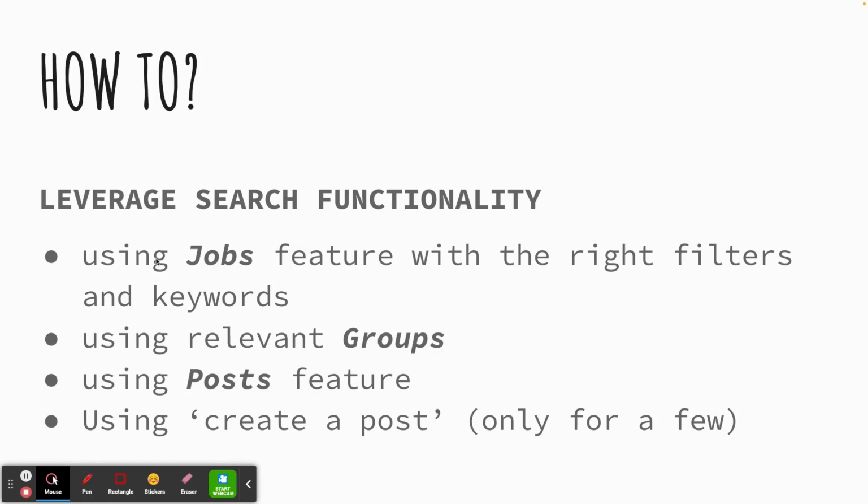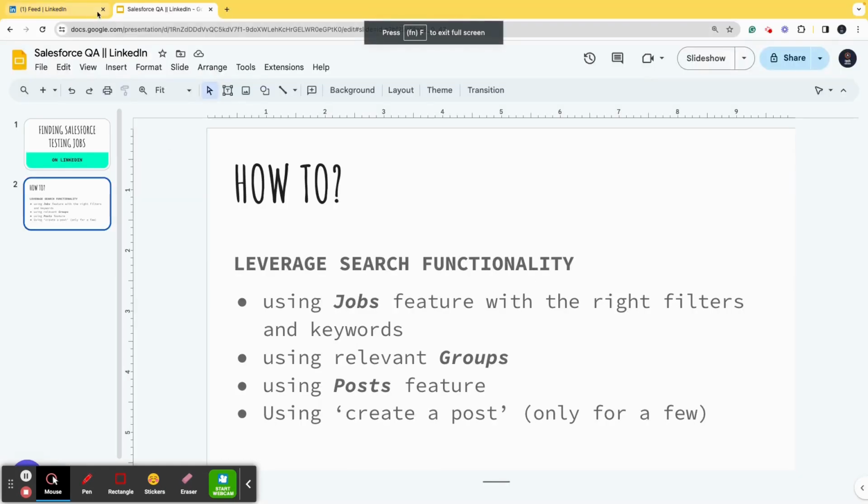The first one is that you use the jobs feature with the right filters and keywords. Then there are relevant groups, posts, and create a post. I mean, these four pointers. But first of all, let's start with the jobs feature. So it says using job features with the right filters and keywords. Let me take you to my LinkedIn account.